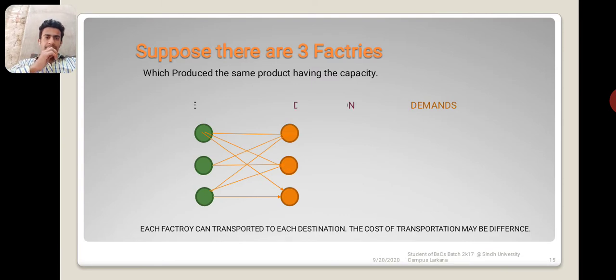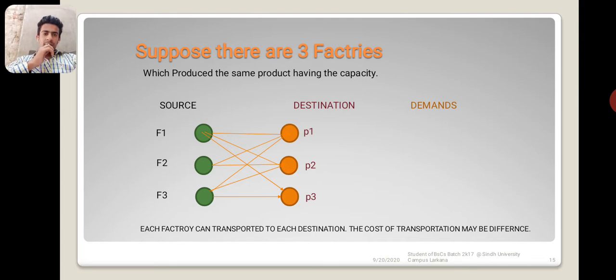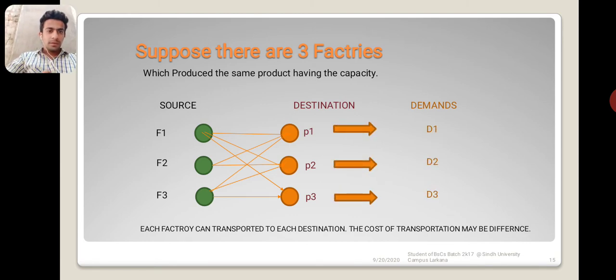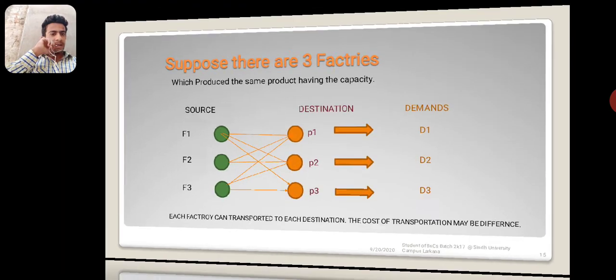Here is a diagram. One side is the source and the second side is the destination. F1, F2, F3 are the sources and P1, P2, P3 are the destinations. They are connected with each other, with demands D1, D2, D3.